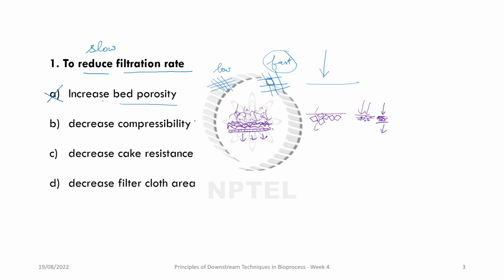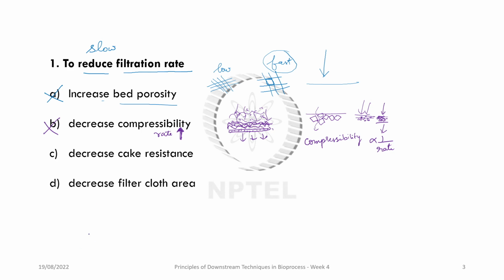But let's say compressibility is inversely proportional to rate. Which means if you decrease compressibility, rate is going to increase. And what do you want to do here? Decrease, right? You want to reduce the rate of filtration. So again, this is a wrong answer.